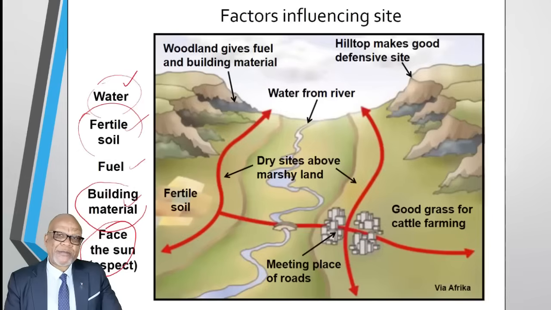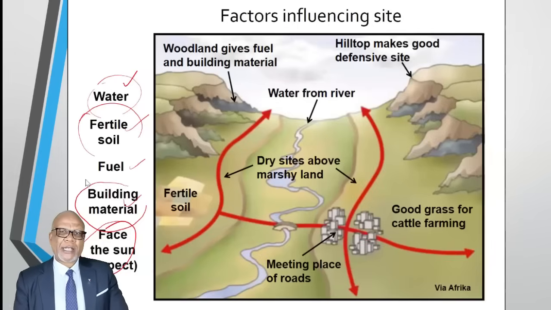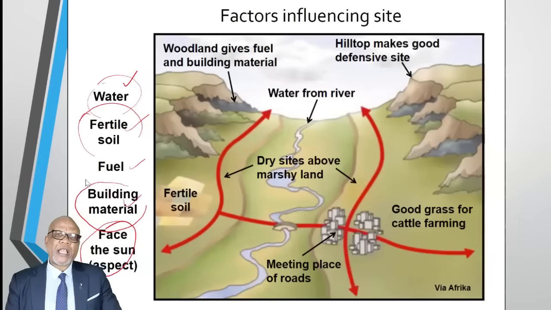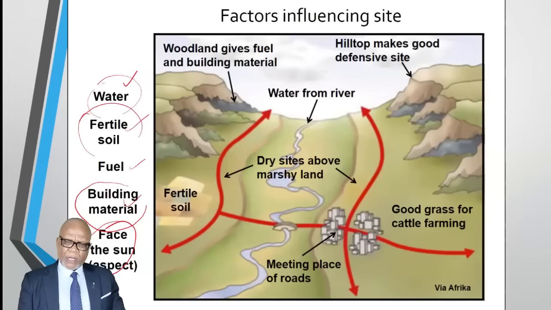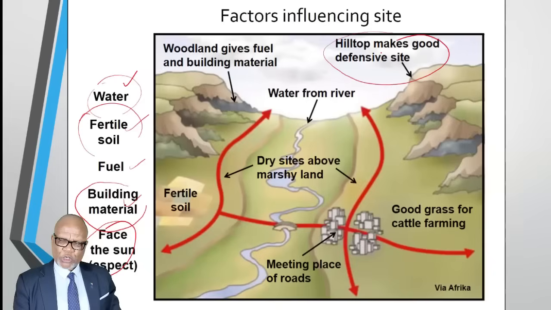People in the southern hemisphere will settle mostly on the north-facing slopes because the north-facing slopes receive direct sun rays, and therefore they are warmer and people can save on heating, on electricity, because they don't have to switch on their heaters forever, because the houses will be warmed naturally. And then another factor will be the hilltop for defensive settlement.